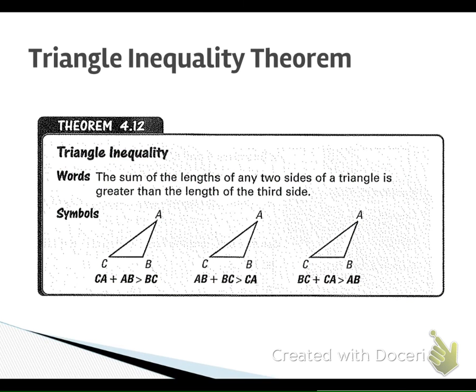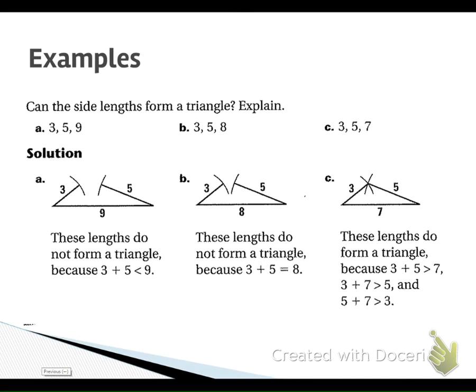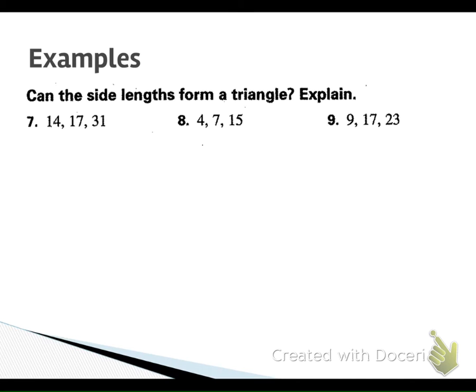So the sum of the lengths of any two sides of a triangle is greater than the length of the third side. Okay, so these are the examples on your sheet. And then now let's work through these. So our first one, we have 14, 17, and 31.